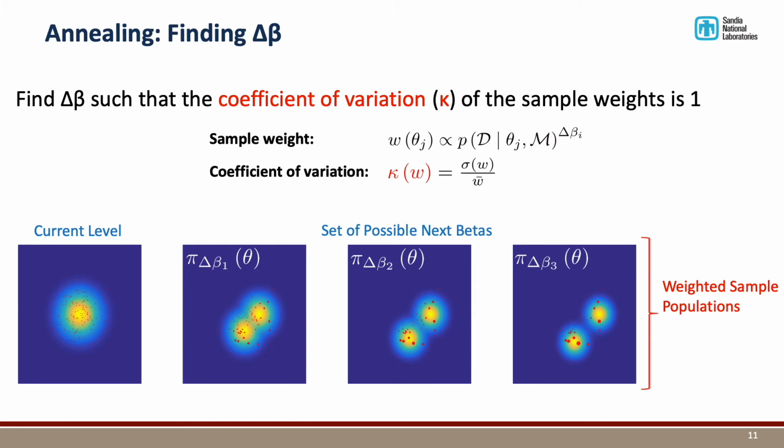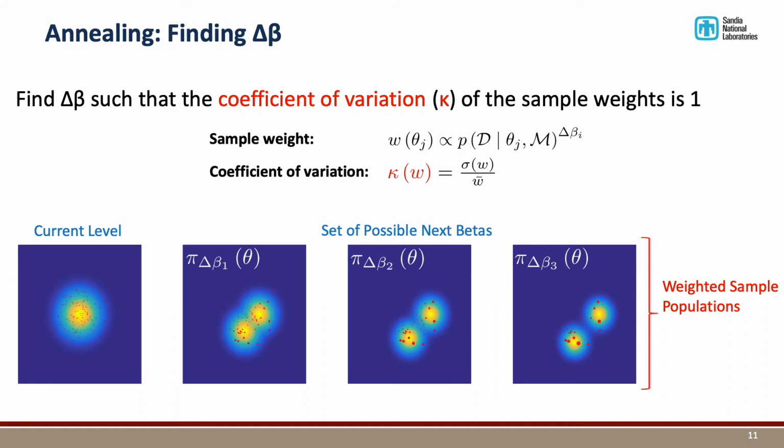The key step in ST-MCMC is determining the intermediate distributions. We do this by determining a delta beta that defines how we move from one annealing level to the next. We don't want annealing levels to be too close together, but if they're too far apart, the sample population at one level is really not sufficient for the sample population at the next level, and so they can't really be reconciled when transforming from one level to the next. This transformation is done through importance resampling using weights. These weights are determined by the likelihood to the power delta beta.